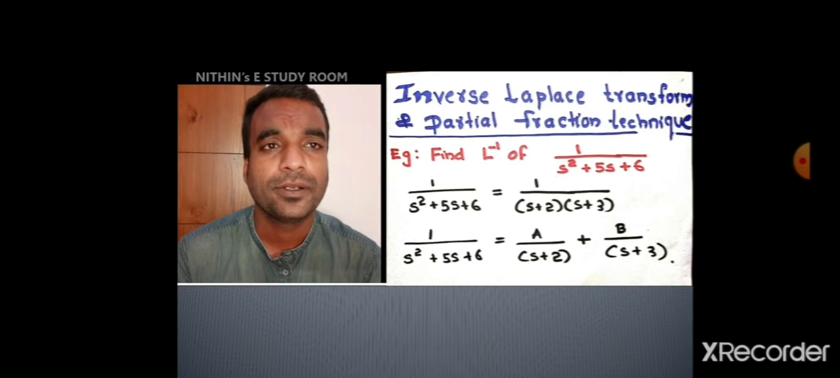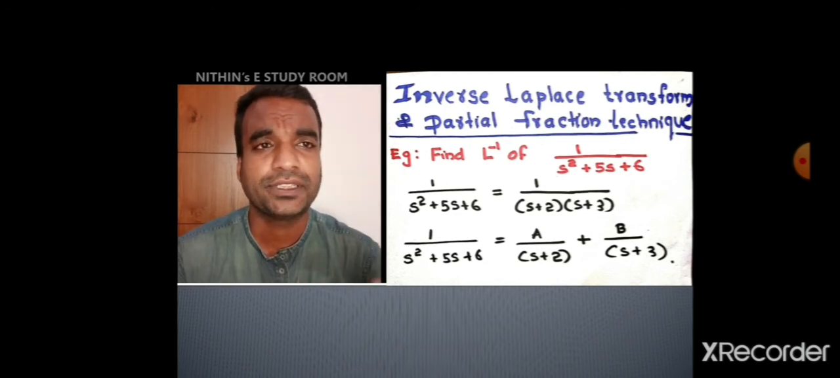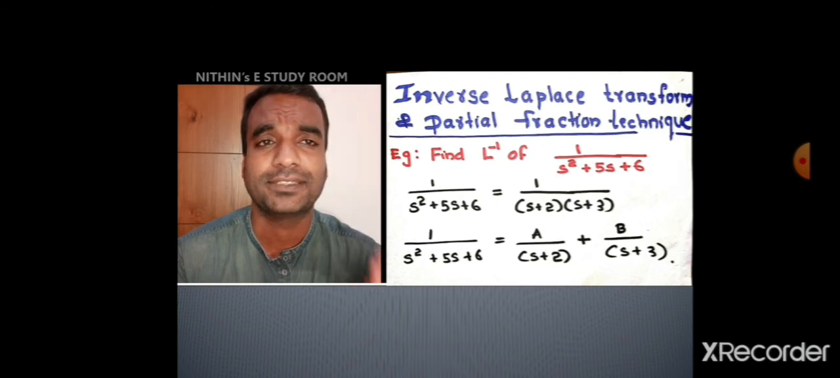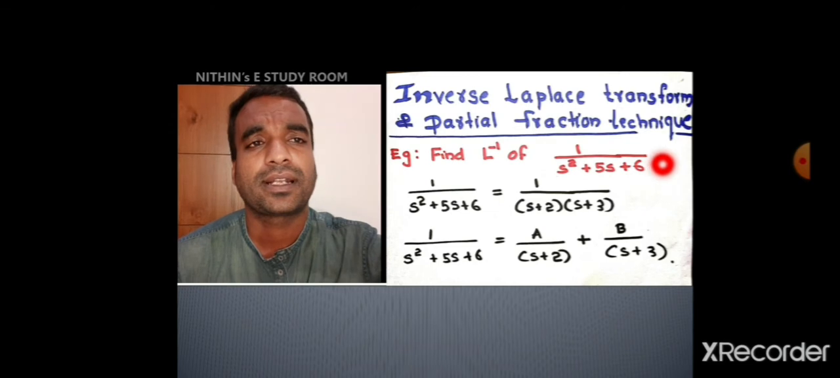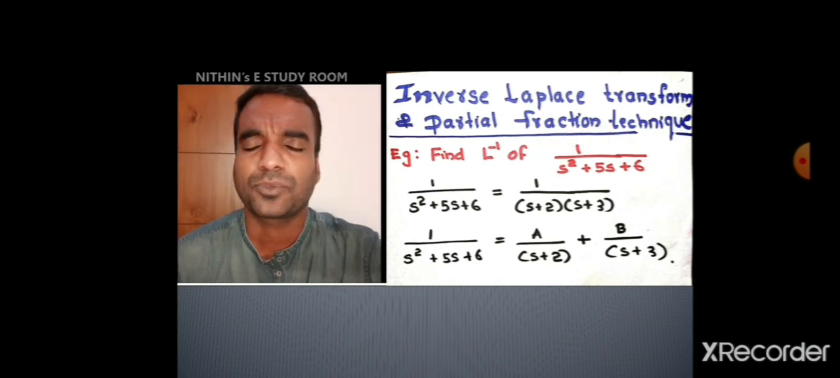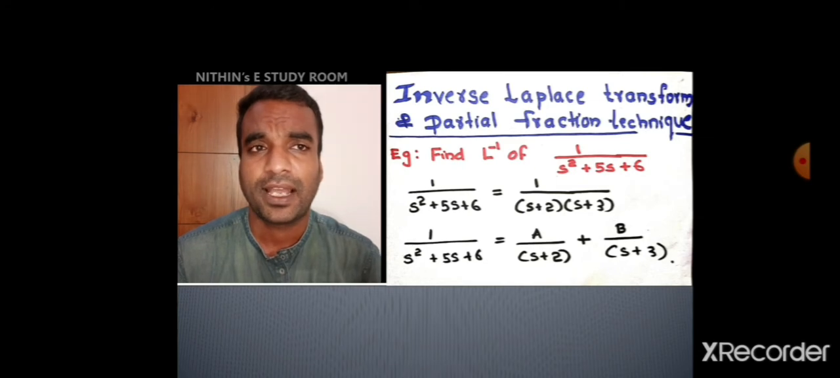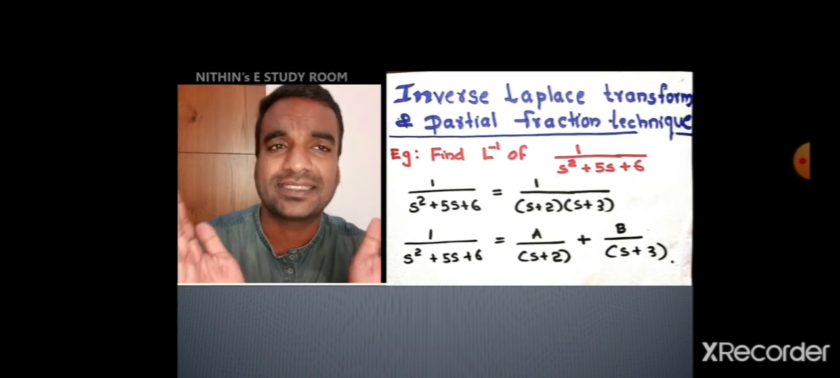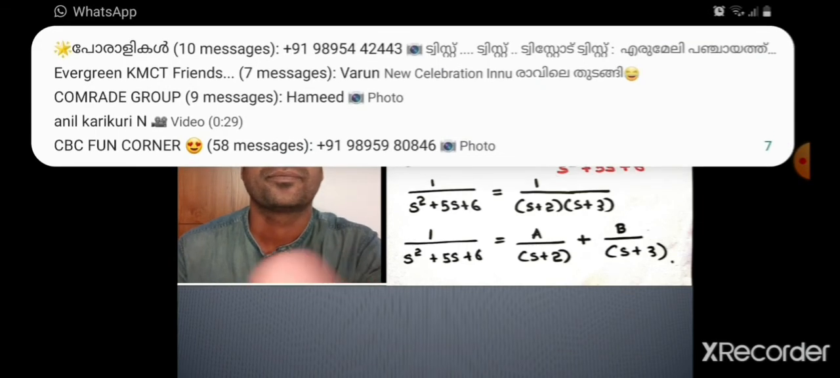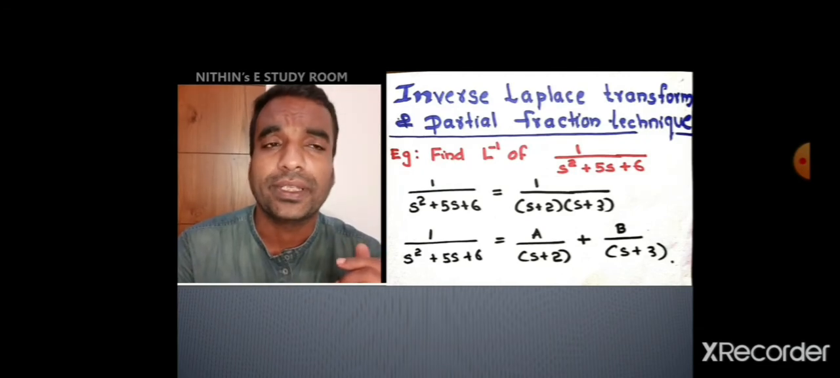Okay, find L inverse of the given transfer function, and the function is 1 by s square plus 5s plus 6. This may be a transfer function or something else. In this problem, we are just asking you to find the L inverse. I am not specifying whether it is a transfer function or not. That's why I am saying that it is just a mathematical approach we are doing here. From the next class onwards, we will do it in detail.